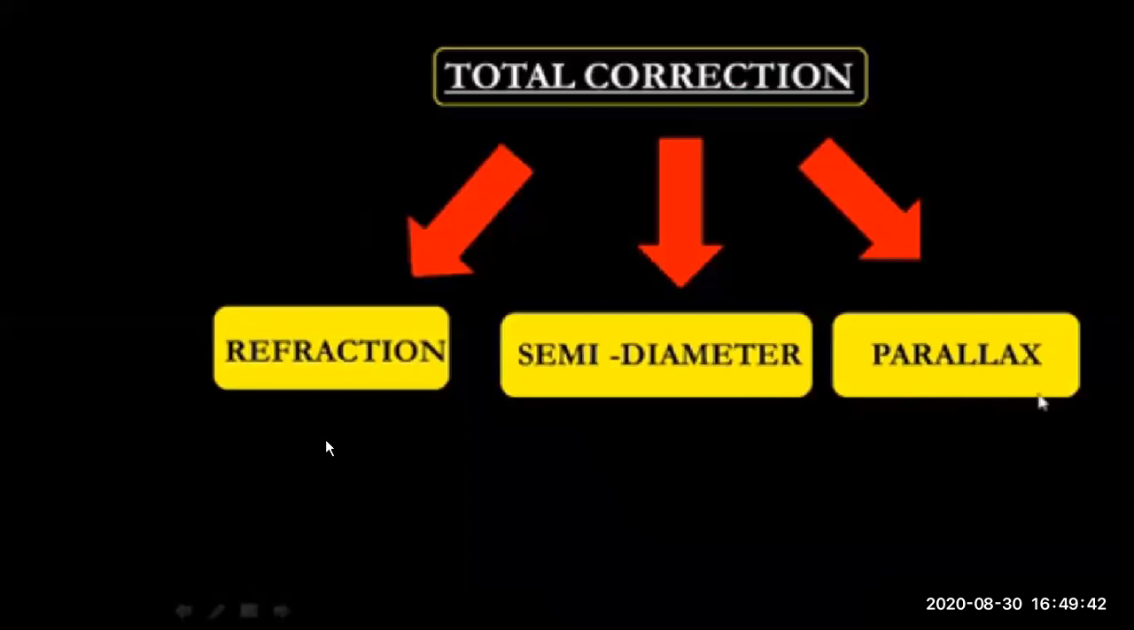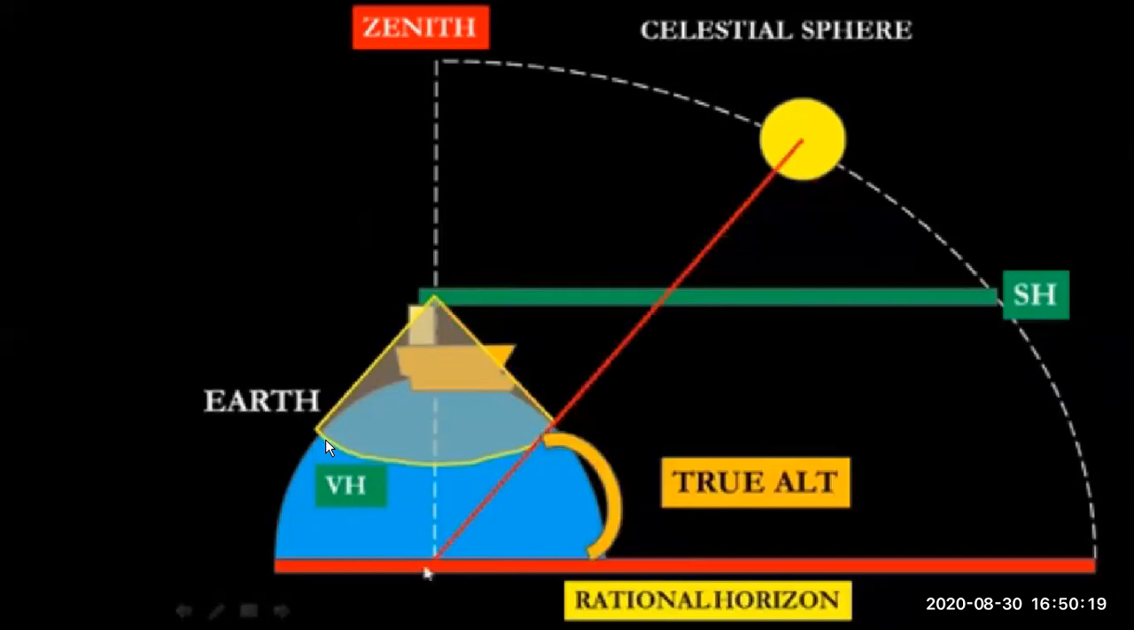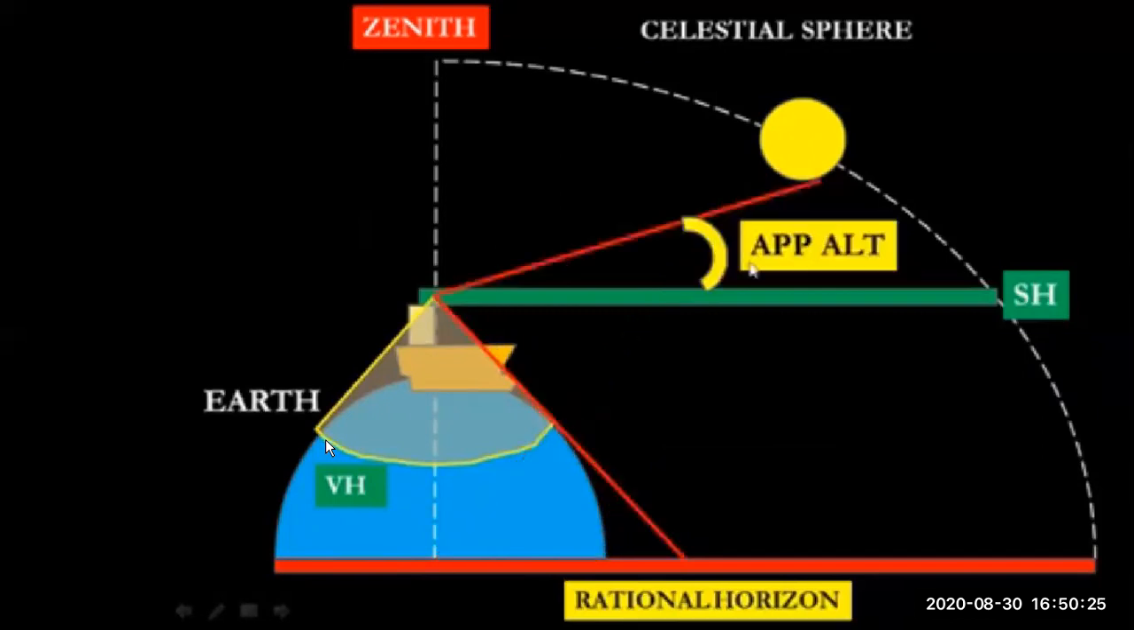And there is a third correction, which is parallax. So let's see what parallax is. Now we can see that for the celestial body, we take the angle from the visible horizon, and then we subtract dip, and we get the apparent altitude. So our main aim is to get the true altitude between the sensible horizon and the center of the body. But true altitude is from the rational horizon. So we don't want that angle, we want the angle which is passing from the center of the earth. That is the true altitude of the celestial body.